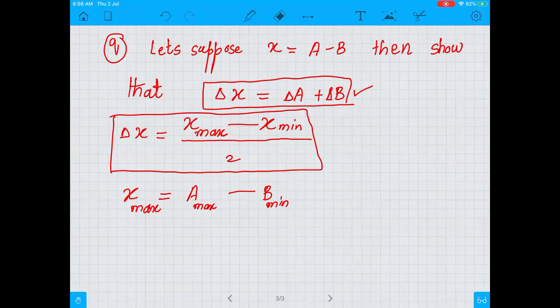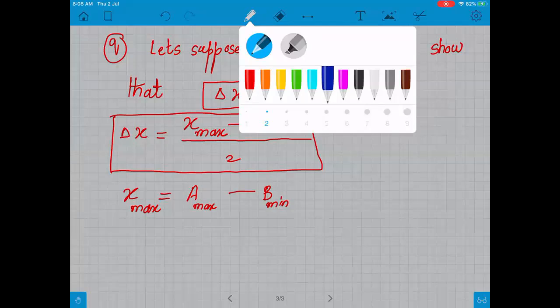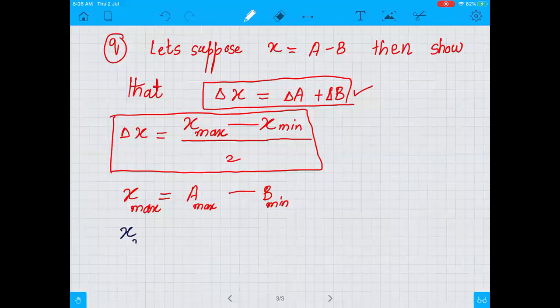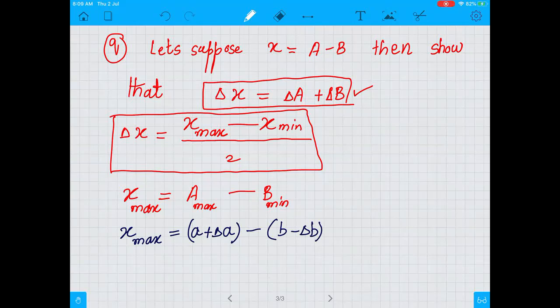x would be maximum if a is at its maximum value. That is, the uncertainty in a must be added to the value of a. So this is the maximum possible value that a can have. And the minimum value of b would be obtained by subtracting the uncertainty of b from the value of b. So it will be b minus delta b. Now this is the maximum value of x.